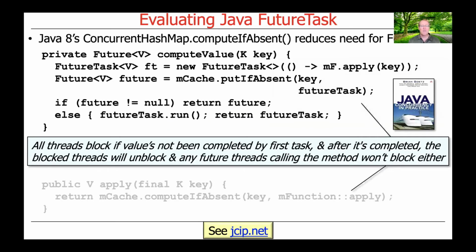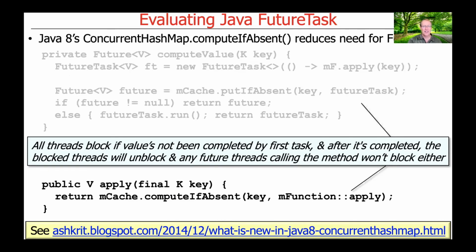So as you see, by using Java 8's compute if absent method, there is no more need to do this FutureTask-based implementation. And so this is what it looks like with the FutureTask-based version, which works, which is super cool, which is documented in the Java Concurrency in Practice book by Brian Goetz and his colleagues. However, I think you'll agree with me that you'd much rather write this code than this code.